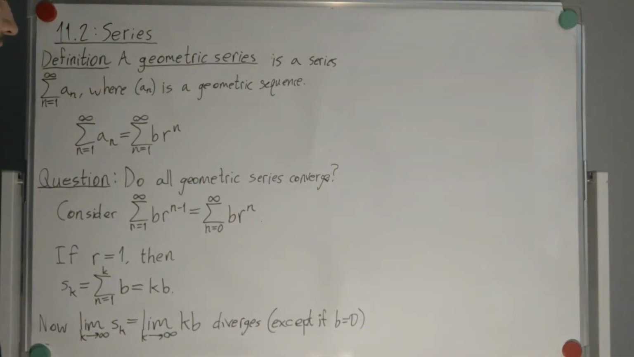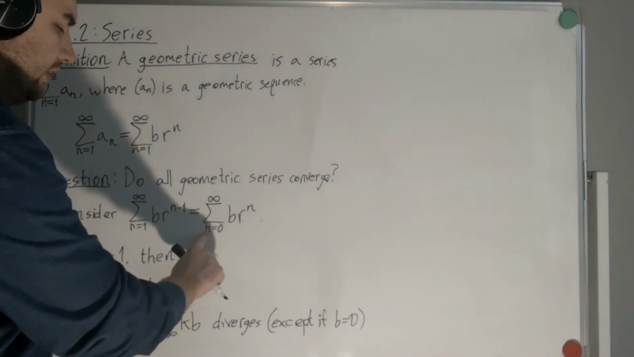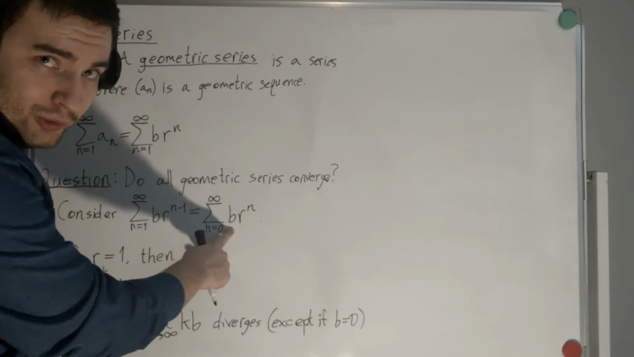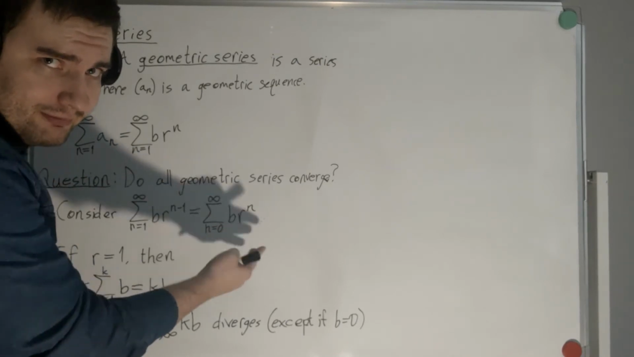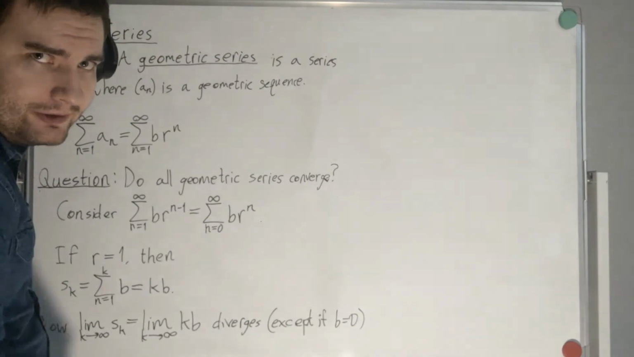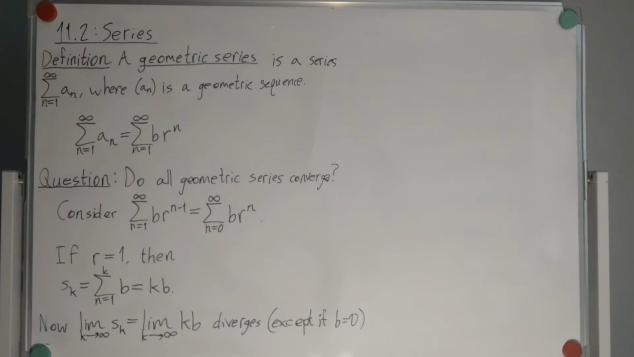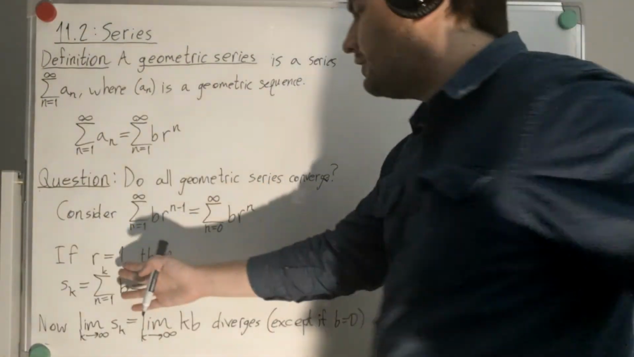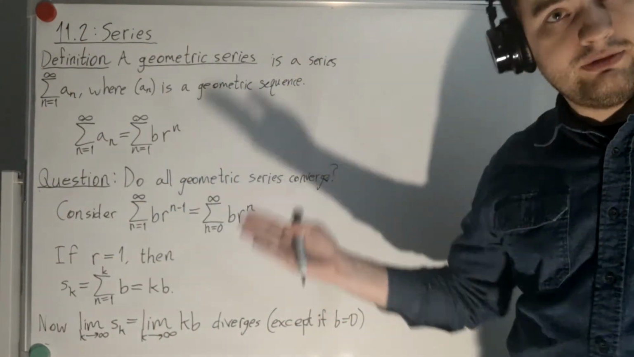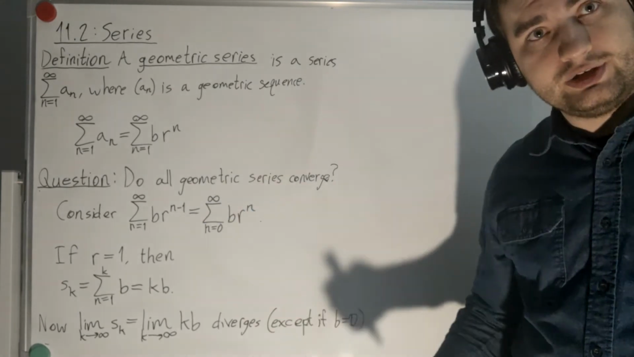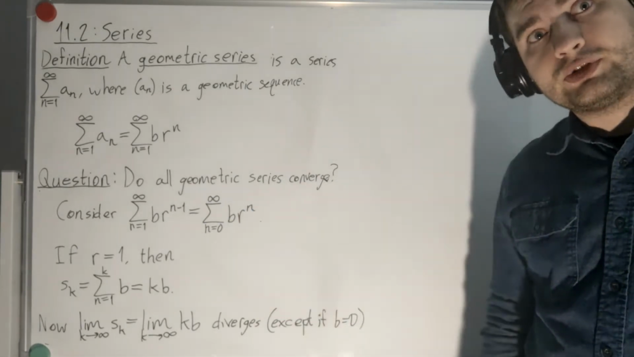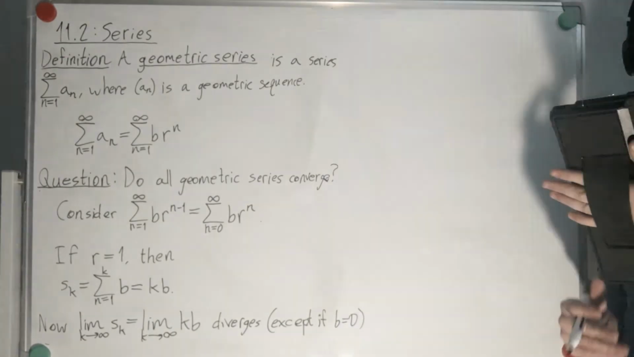But of course, if b is 0, then this whole series is just the sum from n equals 1 to infinity of 0. And that's just 0 added to itself infinitely many times, which is 0. Okay? So in that case, you wouldn't even really care about that series. It wouldn't really be that interesting in the first place. Okay? So what we're seeing here is that if this common ratio is 1, then this series diverges, because by definition, the series is the limit of the partial sums.